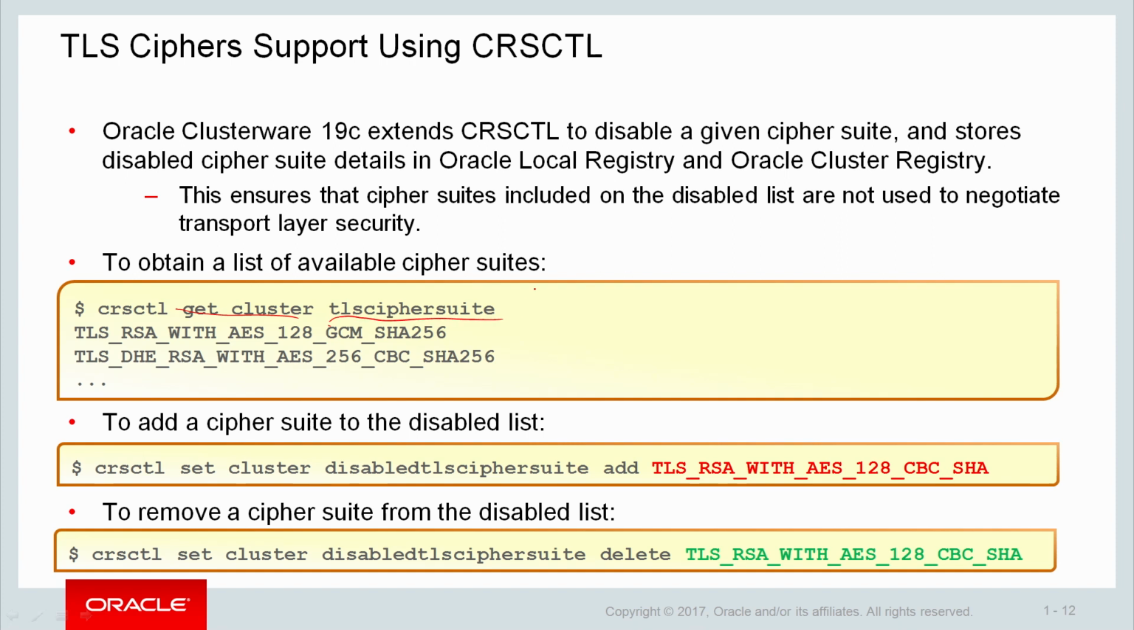To obtain a list of available cipher suites, we have crsctl get cluster TLS cipher suite. To add a cipher suite to the disabled list, which essentially makes it disabled, we use crsctl set cluster disabled TLS cipher suite add, and the name of the suite that you want to disable. You can in future remove it from the disabled list as well by using the delete option inside that command.